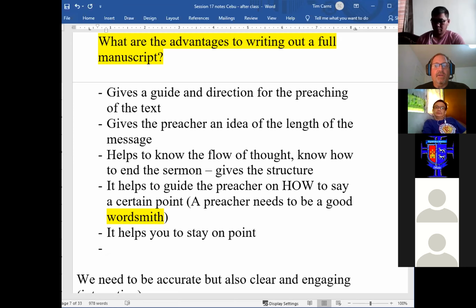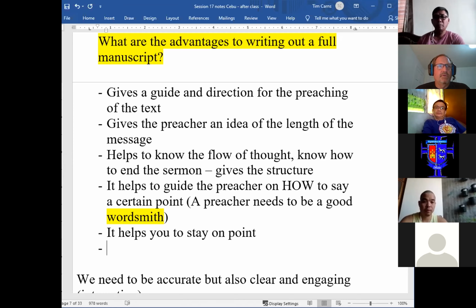You'll be accurate, you'll be clear, but you won't be very engaging. And that's part of being a good preacher. We need to be engaging and hold people's attention. So we'll talk about that in a minute, actually, some of the disadvantages of a manuscript, and then what do you bring in the pulpit? Because right now we're just talking about a manuscript. We're not talking about what we take with us into the pulpit. But that's a good point. Any other, just still focus on advantages to writing out a full manuscript?